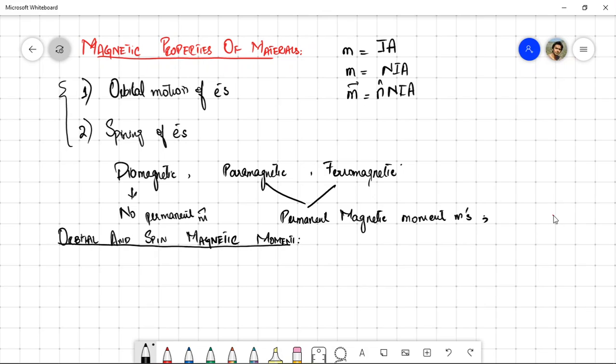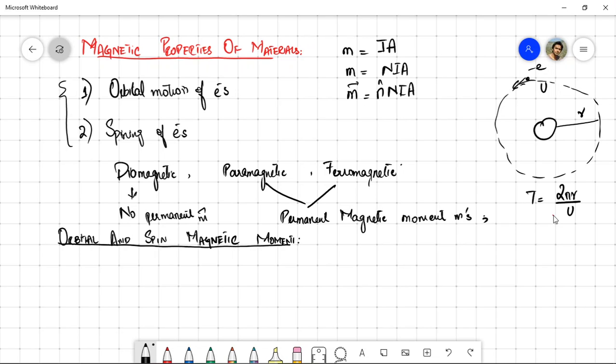If we say that this is a nucleus and this is how an electron is moving, then this is the radius r, and this is an electron whose charge is minus e, moving with a velocity u. It will complete one revolution in the time period. What will be the value of the time period? The time period is 2 pi r over u. So 2 pi r is one revolution and u is its velocity.